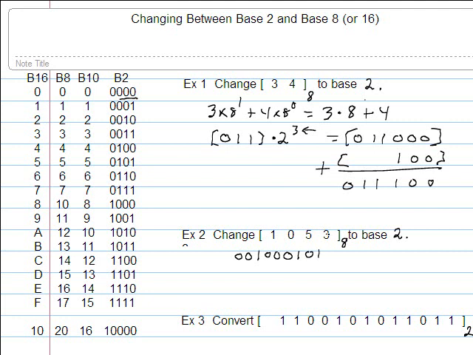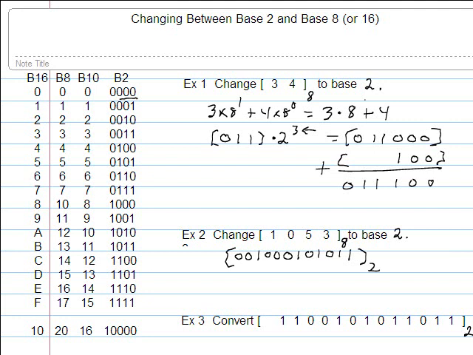And then finally I'm converting the number 3. That would be a 2 plus a 1. So no 4's, 1 two, plus 1 one. And there is the number in its base 2 form. So 1053 base 8 is 0, 0, 1, 0, 0, 0, 1, 0, 1, 0, 1, 1 in base 2.